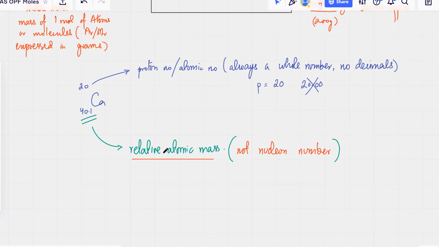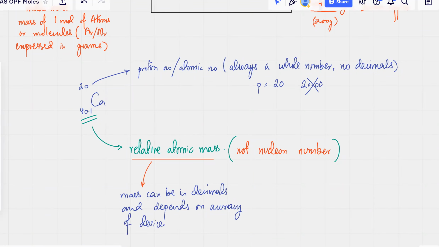So the point is, this value can be in decimals. Mass values can be in decimals, and it depends on the accuracy of the device, how many significant figures. So mass can be in decimals.